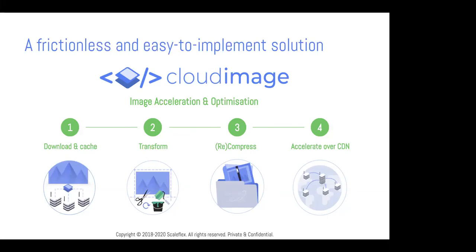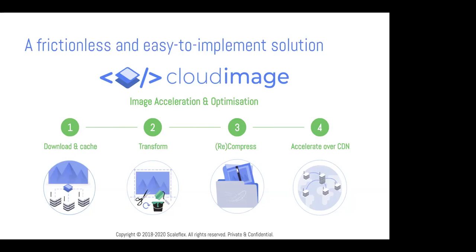We're going to download the image on the fly when it's loaded for the first time. We will transform it, so basically generate all the sizes you need for responsive design. We will recompress it after we've transformed it in either JPEG or WebP, and finally we'll deliver it over CDN and cache it as close as possible to your end users, so that it can load faster for any subsequent request. Okay, so that's how it works.